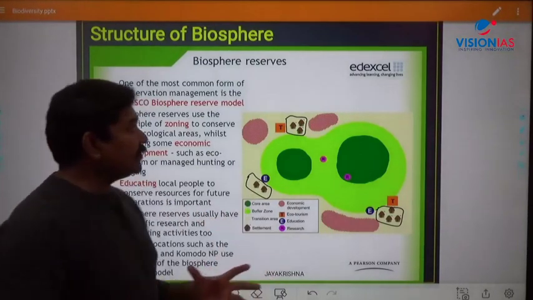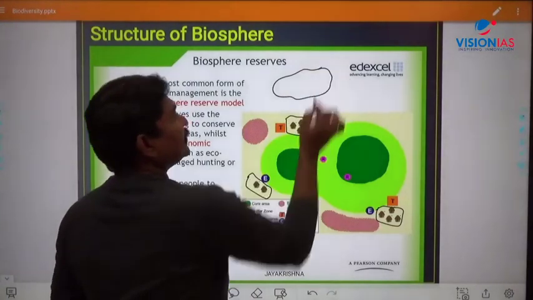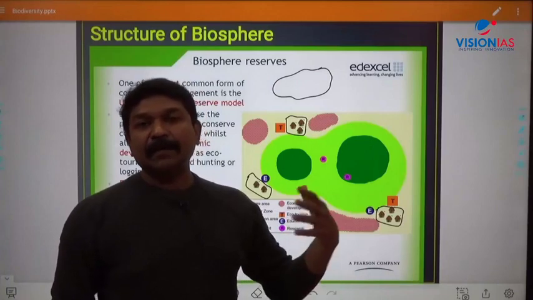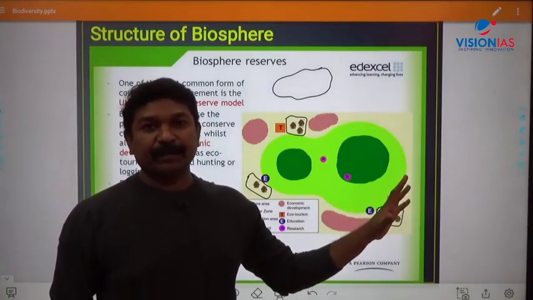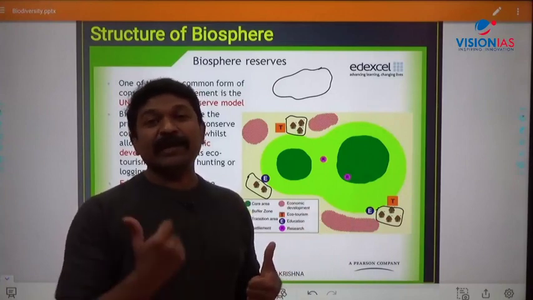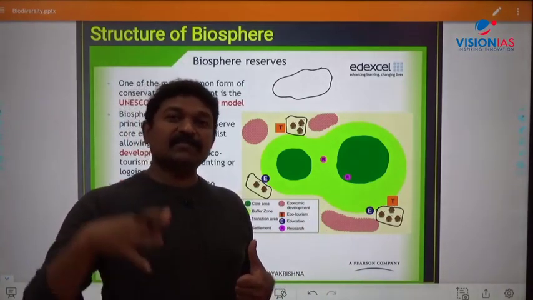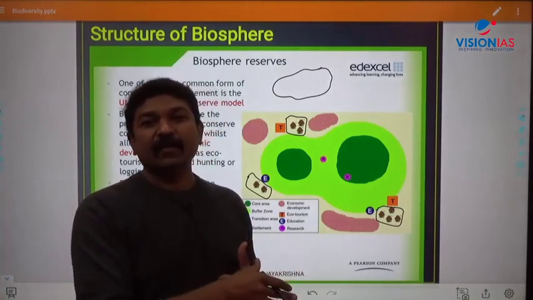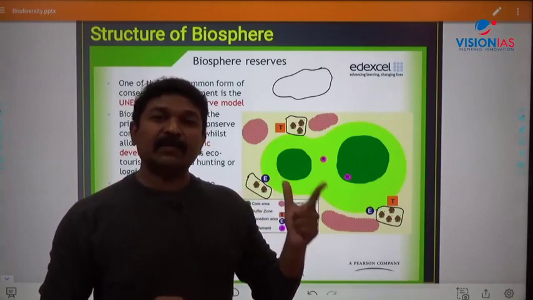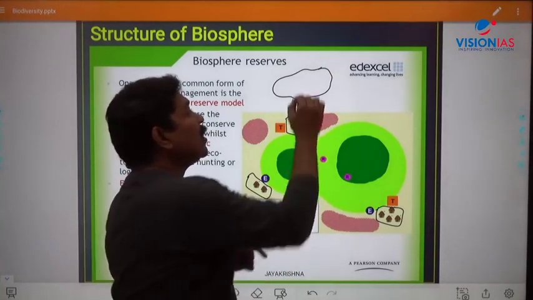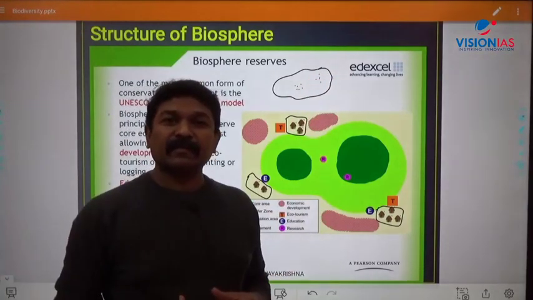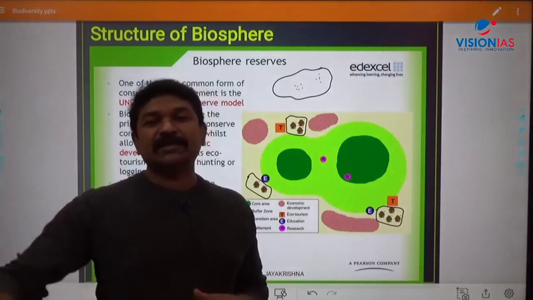Suppose this is the entire area, it needs to be protected. It can be under a national park or a wildlife sanctuary. If you announce this as a wildlife sanctuary, much care will not be taken. We can't emphasize many rules and regulations there. Only one particular species needs to be protected. If you announce it as a national park, all the tribal people who have been living there from time immemorial need to be kicked out. When the people are kicked out, there will be agitation.